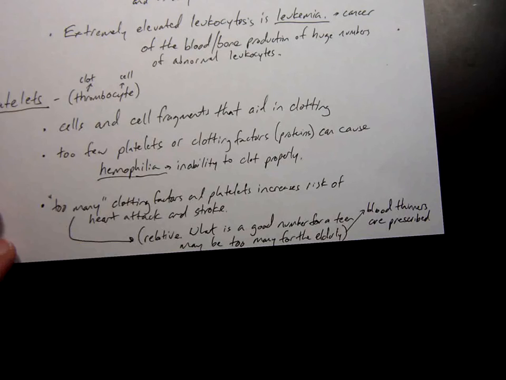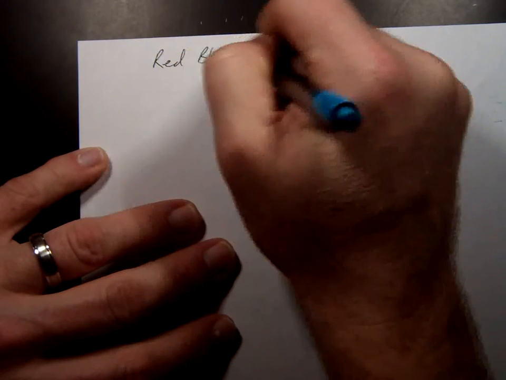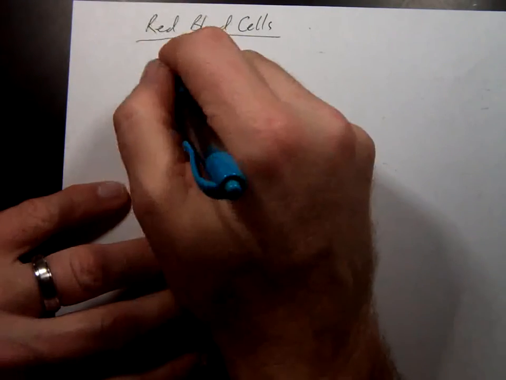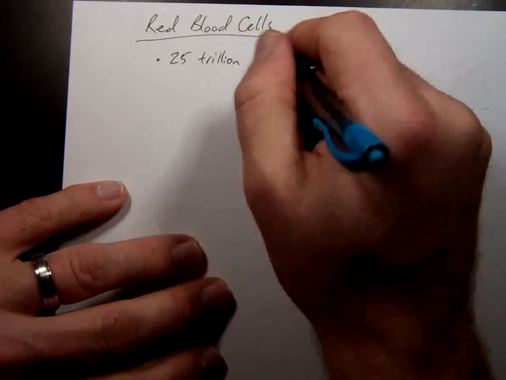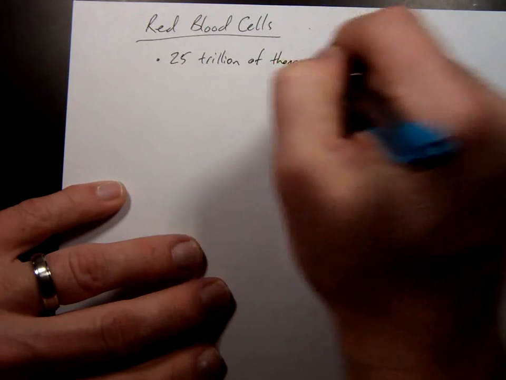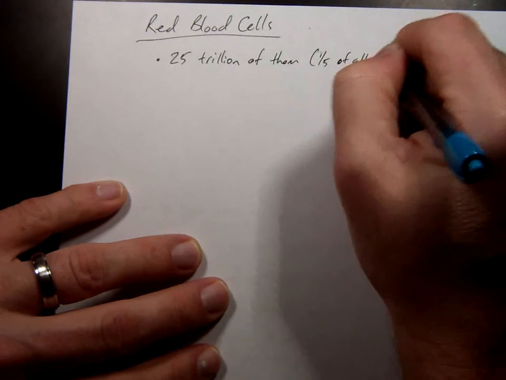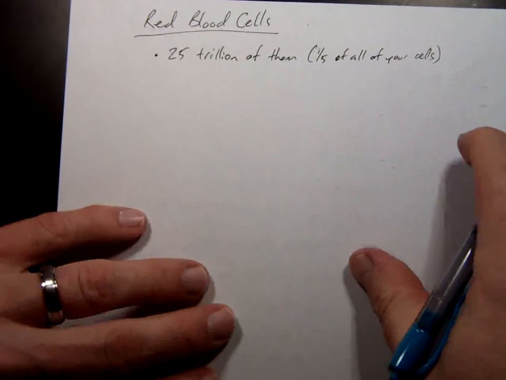Okay, I'm going to start red blood cells and then we'll call it a day. So, red blood cells. By far the most abundant. Let's put some hard numbers on this. On average, you get about 25 trillion of these. That's about a fifth of all of your cells. One in every 5 cells of your body is a red blood cell.